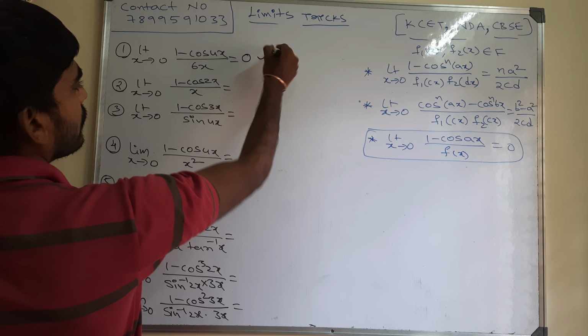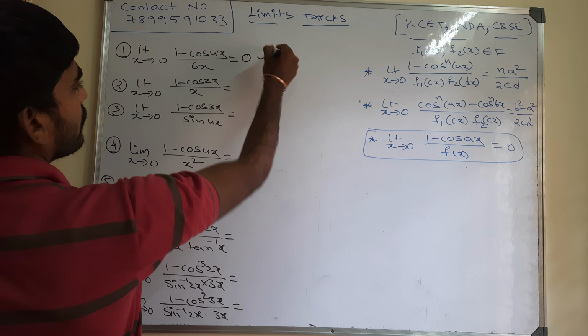So first, an easy thing. Whenever the given limit function is, limit x tends to 0, (1 minus cos ax) by f of x, if this pattern is there, then the answer is 0 always. Based on this, I have allotted some questions here.